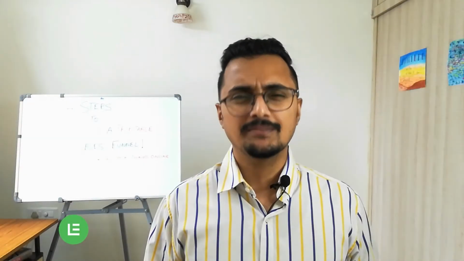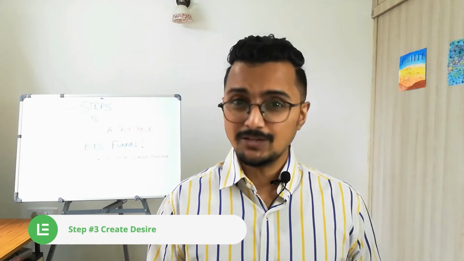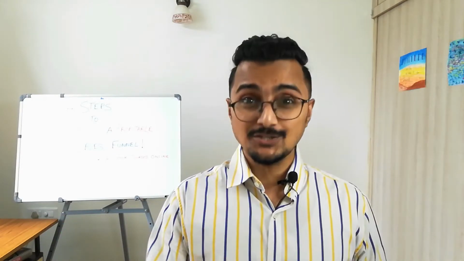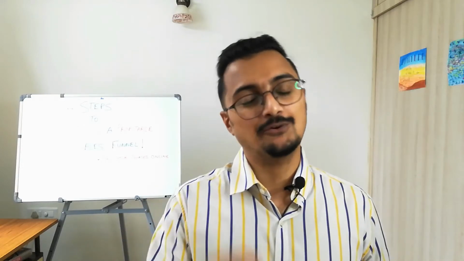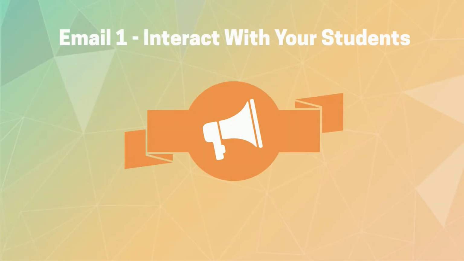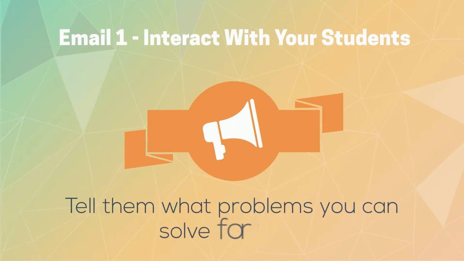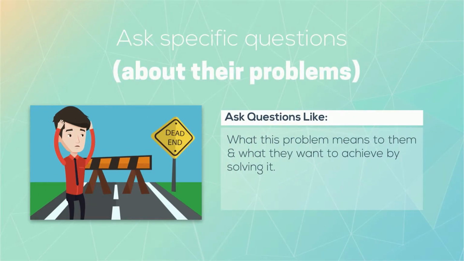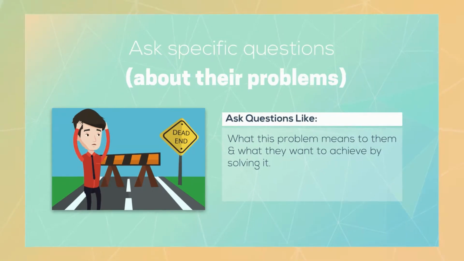Step number 3, create a desire. Now that students trust you, your goal is to build on this trust and to create a desire in them to buy your courses. Here are a few ways you can build trust using a 5-step email series. Email number 1, interact with your students. Tell them what problem you can help them solve. Ask specific questions about what this problem means to them and what they want to achieve by solving it.